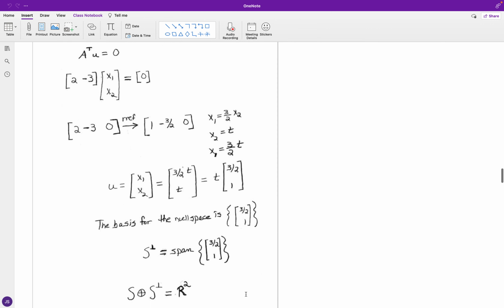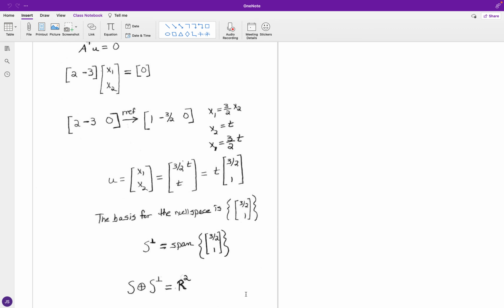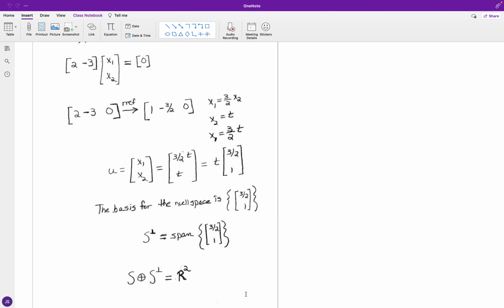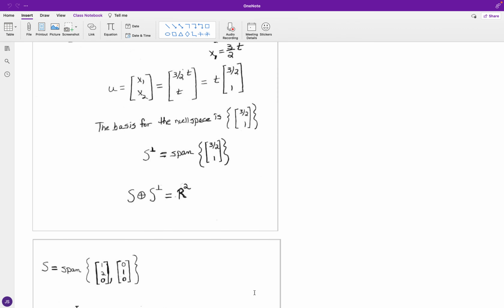And so for the subspace, the span which we had of 2 and negative 3, and the complement of S, which is going to be the span of 3 halves and 1, any multiple between these subspaces and their complements is going to be all of R2. So the direct sum of S and the orthogonal complement is going to come out to R2.